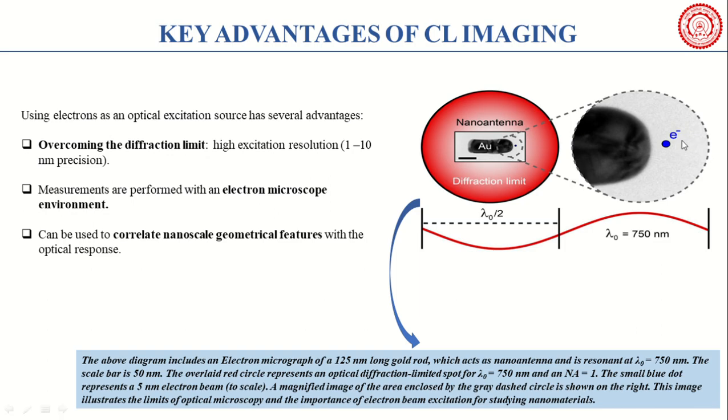Now the small blue dot that is here represents a 5 nanometer electron beam, and a magnified image of the area enclosed by the gray dashed circle is shown on the right. This image illustrates the limitation of optical microscopy and the importance of electron beam excitation for studying nanomaterials, which shows the advantages of CL imaging. Thus, a magnified image of the minute area is obtained here, and it shows that CL imaging is different from others and hence more efficient and more valuable for studying and researching this field and for studying these types of relations.